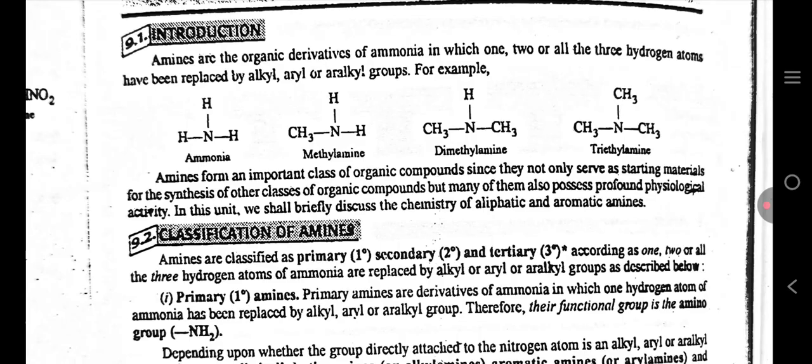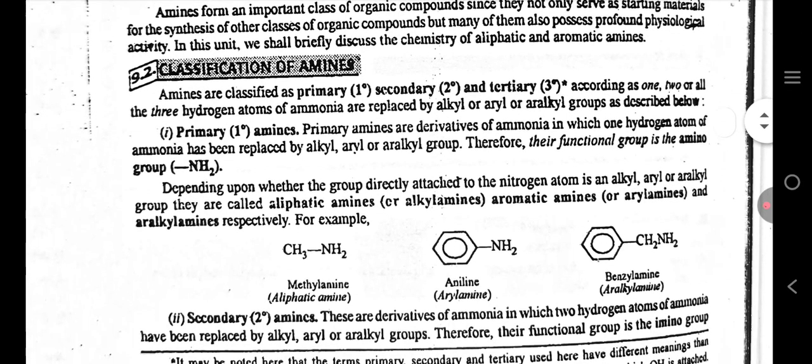Amines form an important class of organic compounds since they not only serve as starting materials for the synthesis of other classes of organic compounds but many of them also possess profound physiological activity. In this unit we shall briefly discuss the chemistry of aliphatic and aromatic amines.